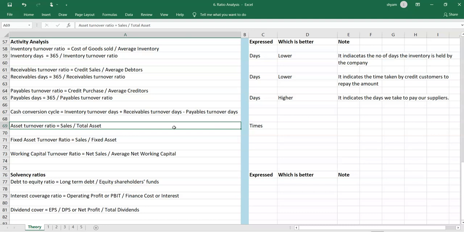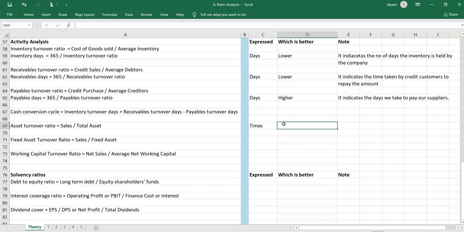Okay, so if you take some companies like IT companies, their assets are lower but their sales are higher, so they have a high asset turnover ratio. If you take a manufacturing company, they have high assets and equivalent sales, so they have a somewhat equal sales to asset turnover ratio. It would be around 1 or something. So here it is very clearly the higher the better.